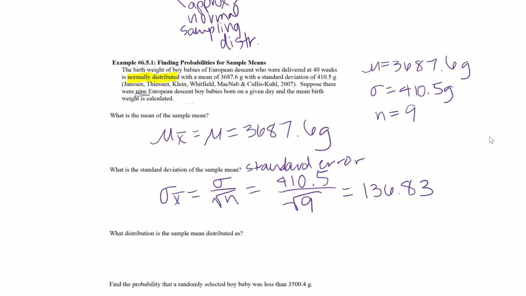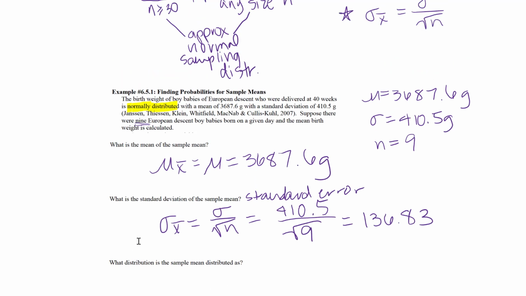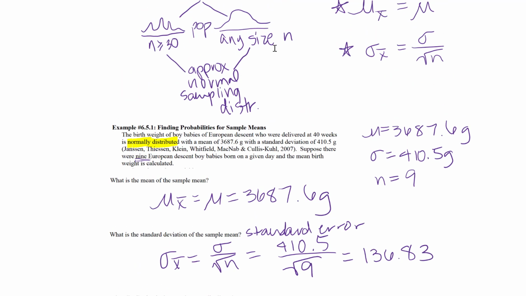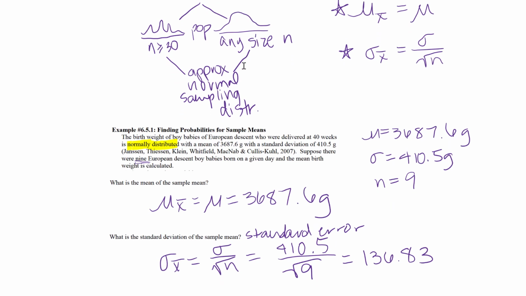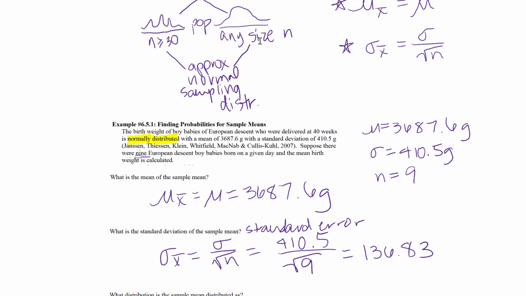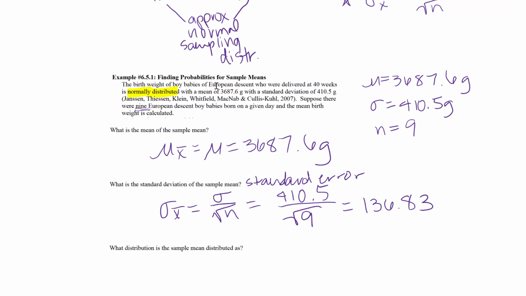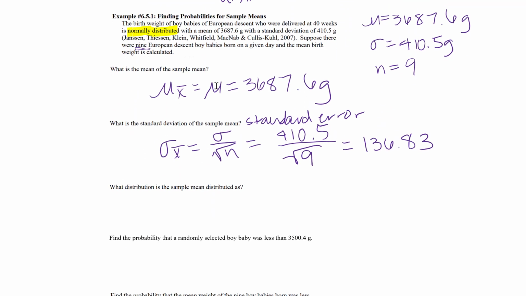In our case, with the information that we have here, you could just say, okay, my population started as normal, so even though my sample size is small, I'm still going to end up with a normal distribution, or you can say approximately normal sampling distribution. I would want you to give me a little rationale with that.